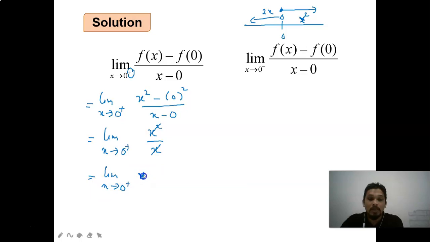Okay, only one x left. So when x is approaching 0, when x equals 0, then it is equal to 0. Okay.